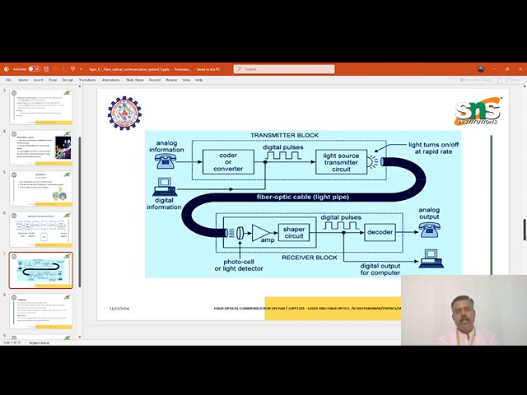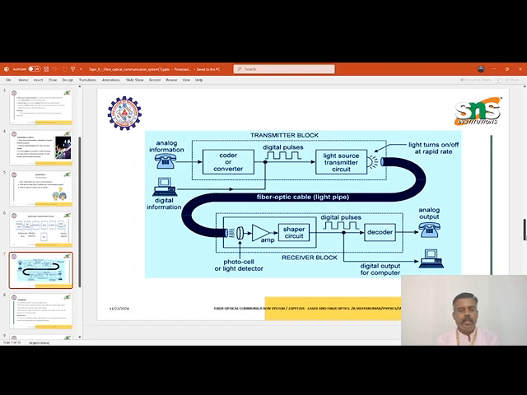Then the second part is the optical fiber. The optical fiber acts as a waveguide medium. So the light ray is transmitted in the core region of the optical fiber in the total internal reflection mode. Then the other end of the optical fiber is connected to a receiver block. The receiver block consists of a photocell, amplifier, shaper circuit, and then decoder. So the receiver block consists of four parts.